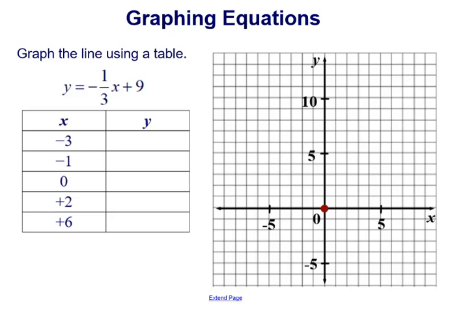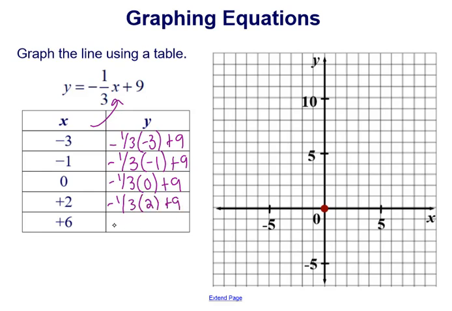Let's do one more example. We're asked to graph the line using a table, the line being the solutions to the equation y equals negative 1/3 x plus 9. So if we substitute in our x values that are given to us in the table, we have x equals negative 3. So that would be a y value of negative 1/3 times negative 3 plus 9. We would have for x equals negative 1, negative 1/3 times negative 1 plus 9. For 0, we would have negative 1/3 times 0 plus 9. For 2, we would have negative 1/3 times 2 plus 9. And for x equals 6, we would have negative 1/3 times 6 plus 9.